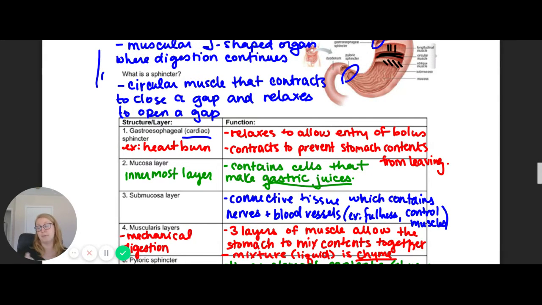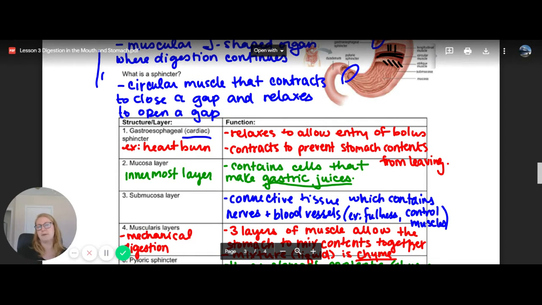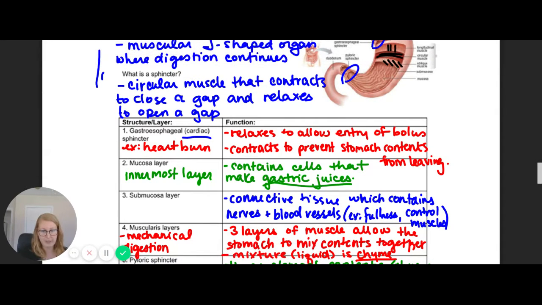And I put here the example of heartburn. So when that sphincter is not functioning as it should, and it's letting stomach contents go up into the esophagus, it can cause heartburn. That burning feeling that some people suffer from. And typically that's not a huge deal. However, some people have repeated heartburn. They get it almost every day, or they get it in serious ways.